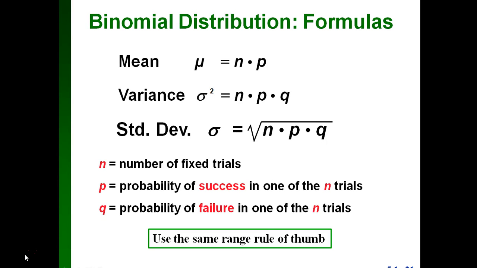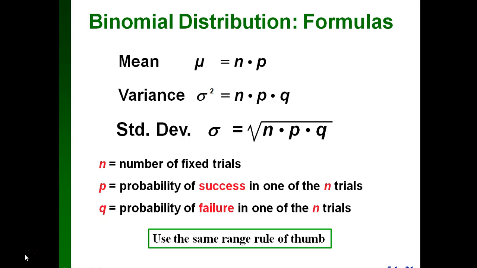So if I want to talk about the mean, that is the number of trials times the probability of success. This can still be called the expected value. Variance is N times P times Q. In all likelihood, you don't want to know the variance. You want to know the standard deviation. And so you would take the same, take the square root.